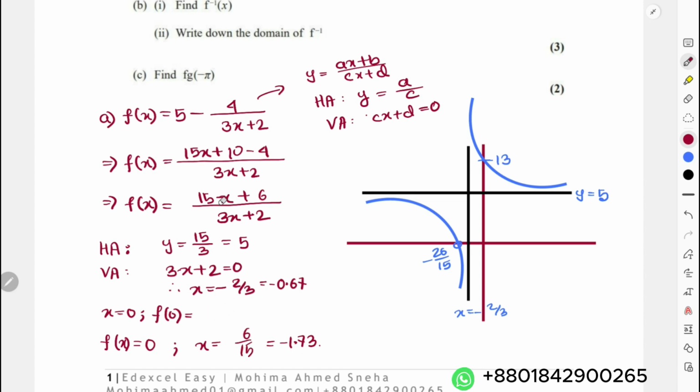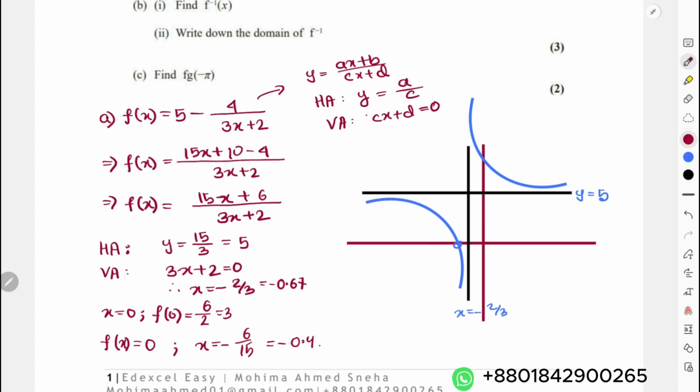Right? And this is also going to be 15, 0. This is going to be 6 over 2, that is going to be 3. And this is going to be 6 over 15, which is 0.4. Negative 0.4 again. Minus 6 over 15, yeah, negative 0.4 and all.